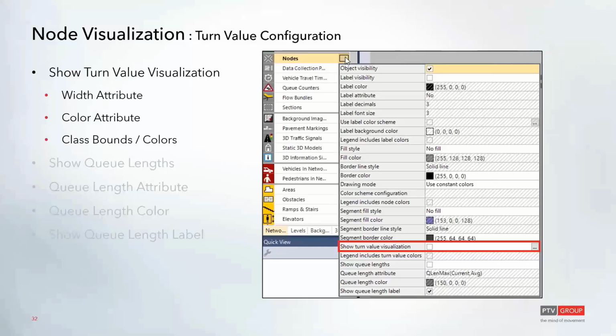So in order to show those turn value graphics, the first thing you'll want to do is find that show turn value visualization option, and then you can just check that check box. And over on the right here, you'll see that little ellipses. If you click on that, that will allow you to further refine those settings for those turn values.